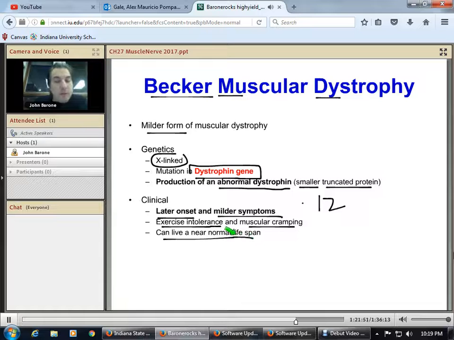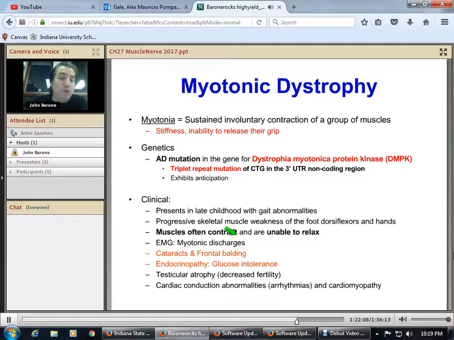Now they have trouble with exercise. They can't exercise very well. They get cramping if they try to exercise a lot. But they can live almost a normal lifespan because it involves less muscles. It doesn't involve the heart as much, doesn't involve the respiratory as much. You can live a lot longer, but you will get really weak. The older you are, the weaker you get. So eventually you will become bedridden, but it's at least better. You live longer.